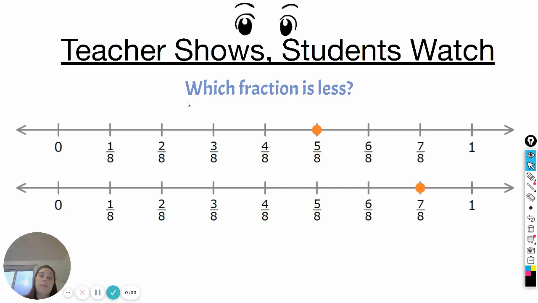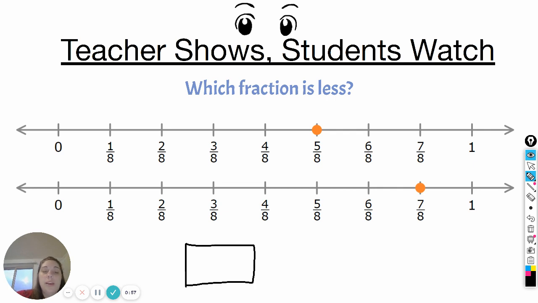So first up, we have two number lines, and it's asking which fraction is less. And you can see there's a point on each fraction. So we're comparing 5/8 to 7/8. We did something similar before. So I'm just going to show you what a picture model would look like for these, okay?